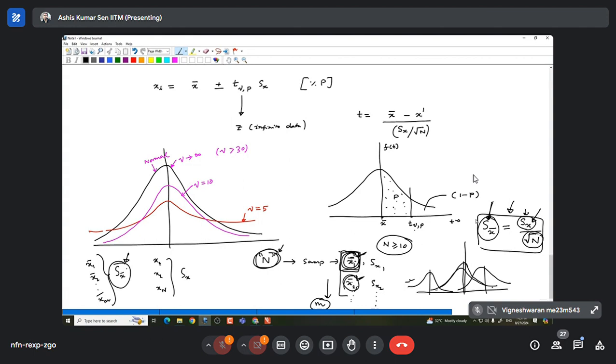Okay, sir. Yeah. So then you can really, instead of using Sx here, use Sx mean, and that is actually a better way of doing statistical analysis than using just Sx. So this is something that we are going to talk about tomorrow. So let us wait.